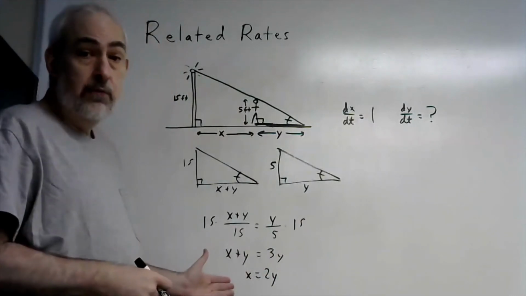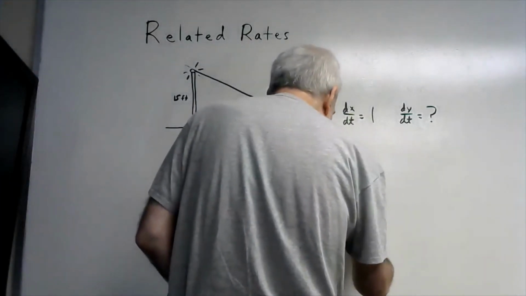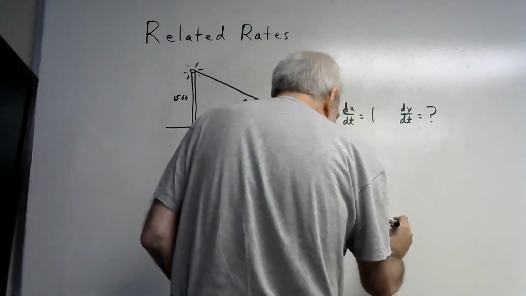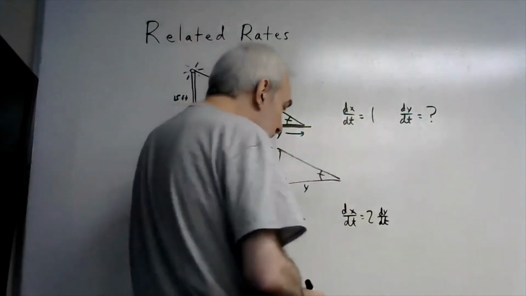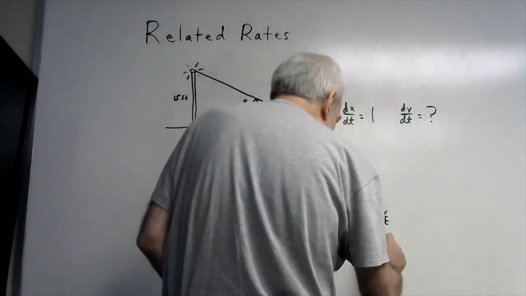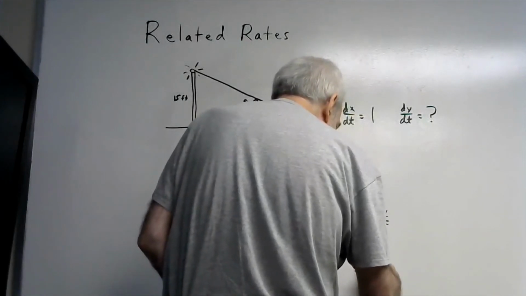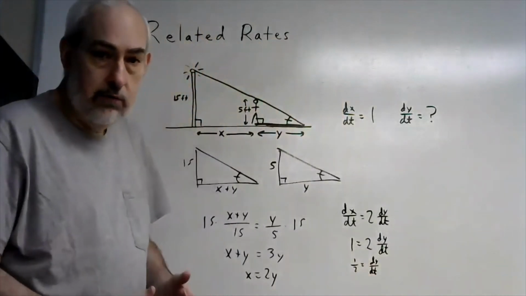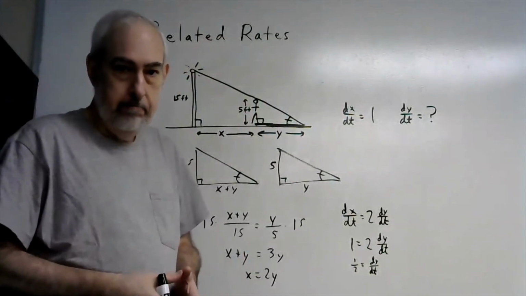Now we implicitly differentiate that with respect to time, and we get dx/dt equals 2 dy/dt. And then we simply plug in the rate we were given, that was 1. Therefore, dy/dt is a half. So the length of his shadow is growing at a rate of a half of a foot per second.